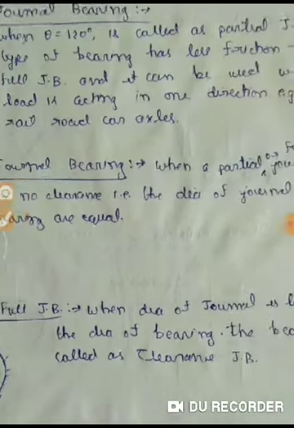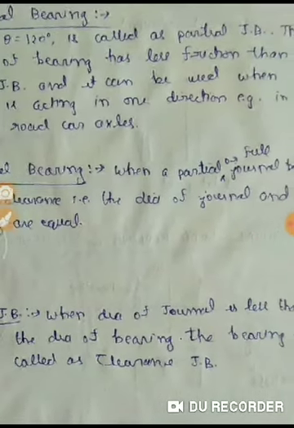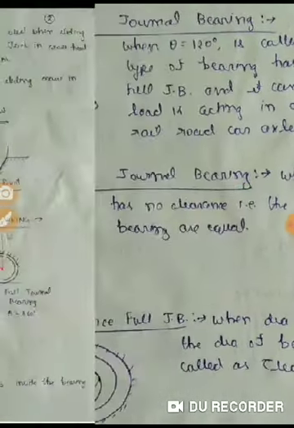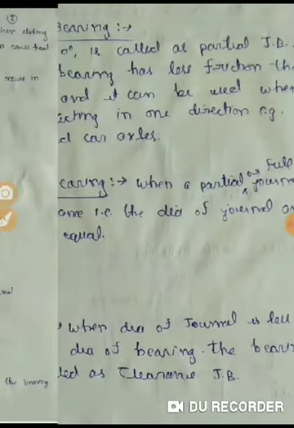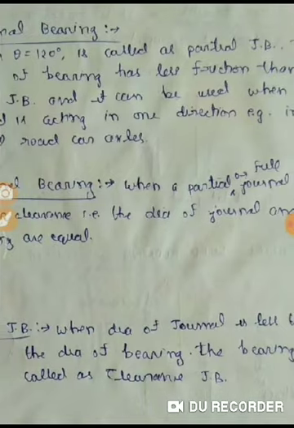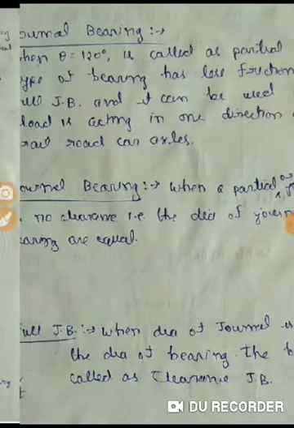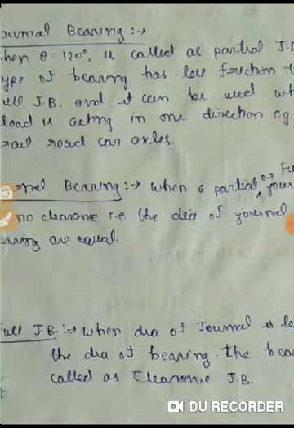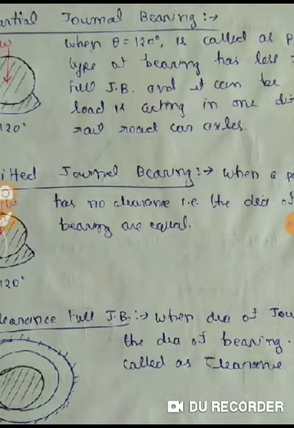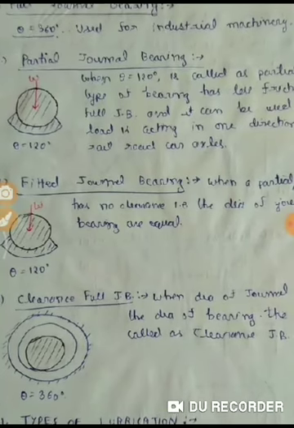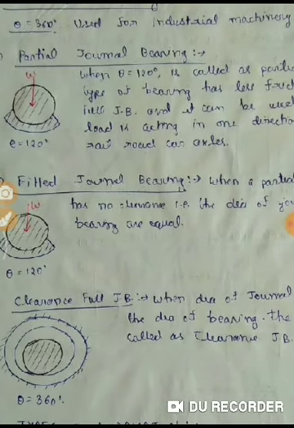This type of bearing has less friction than the full journal bearing, and it can be used when load is acting in one direction. Example, railroad car axles.